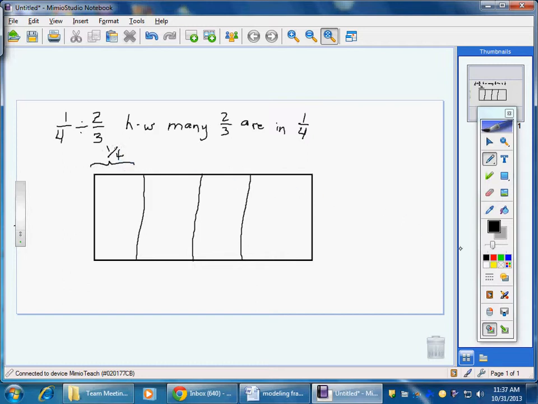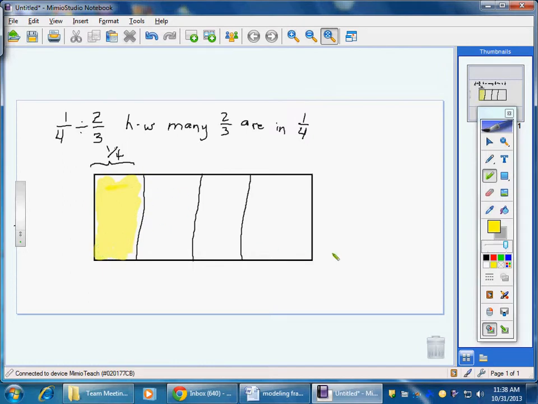And if I were going to do some kind of shading to represent that, which I'm going to alter in a minute, then let's undo that little bit of erasure and get the right tool there. So I'm going to go ahead and highlight my 1/4 as best I can, and we'll see visually. So there's my 1/4. And now my question is, how many 2/3 are in 1/4?